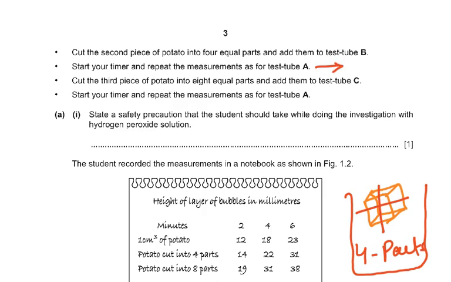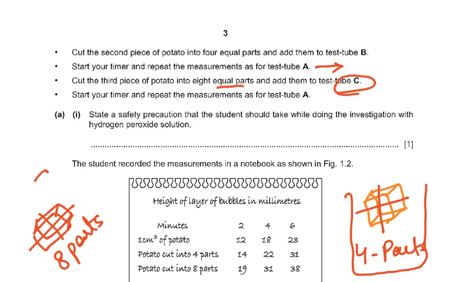Cut the third piece of potato into 8 parts. So the third piece of potato you're going to cut into 8 equal parts and add them to test tube C. So this is C and this is B. B has 4 parts and C has 8 parts. Start your timer and repeat.